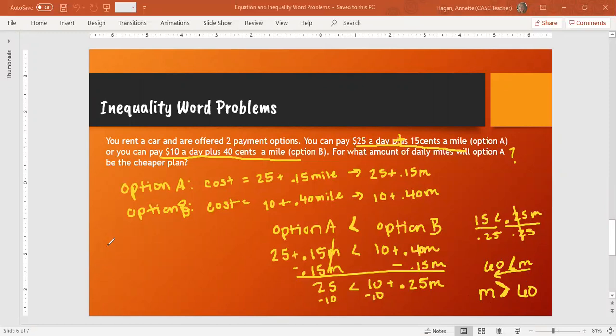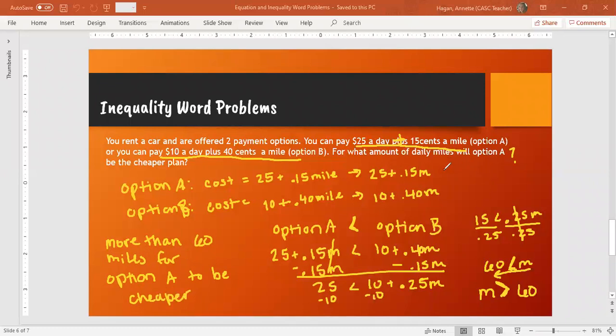So what does this mean? That means you have to drive more than 60 miles for option A to be cheaper.